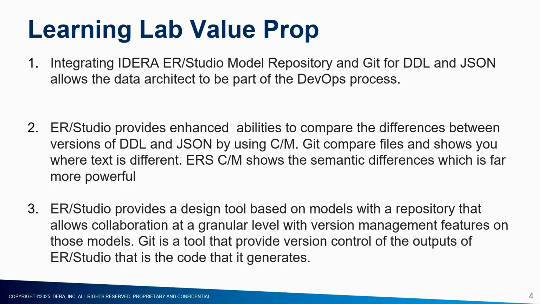Our goal is to enable you to build with all of these design principles in mind, and also check in your models into the repository that we ship with the product of Professional Edition and above. And Git is available only as part of the Enterprise Edition, so that's something to keep in mind. The main goal of the Git tool itself is to provide version control for the outputs of ER Studio, the code it generates.